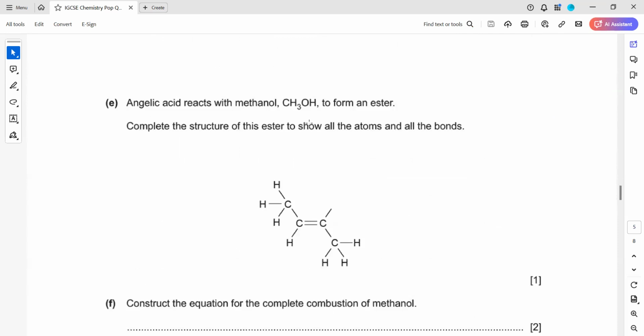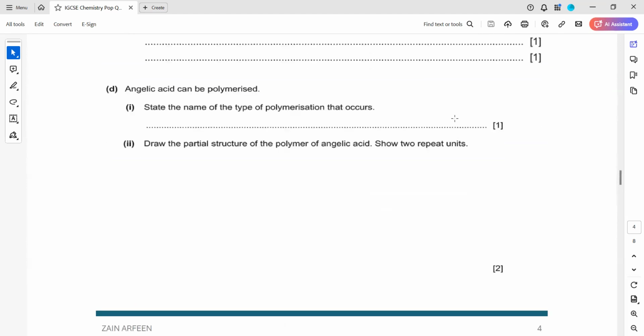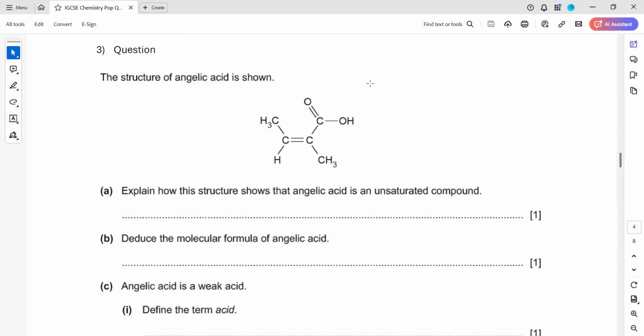Then it is reacting with methanol to form an ester. This completes the structure. Look, I will show them the molecule. This is an acid, and they mention it is reacting with methanol, CH3OH. So what will happen? What will be the product? It will form an ester. So this carbon chain will take the position of H, and that will be the ester.